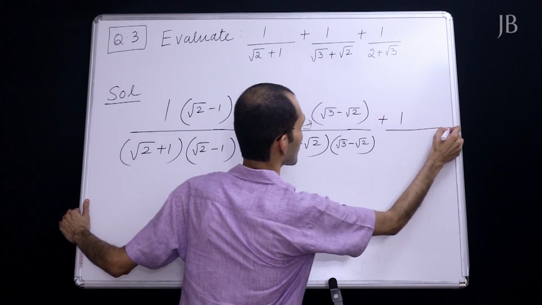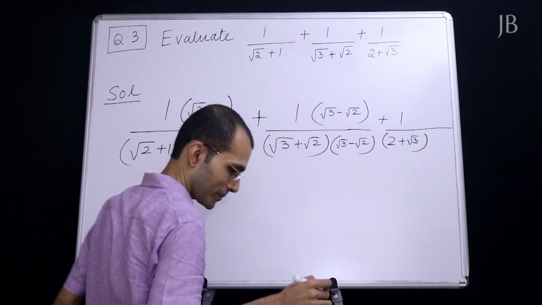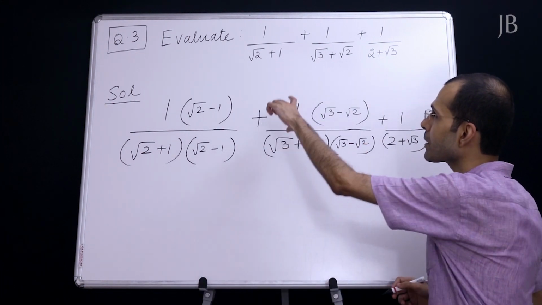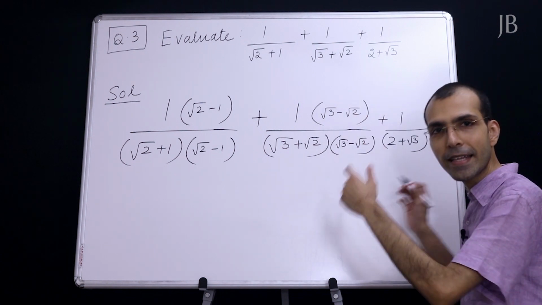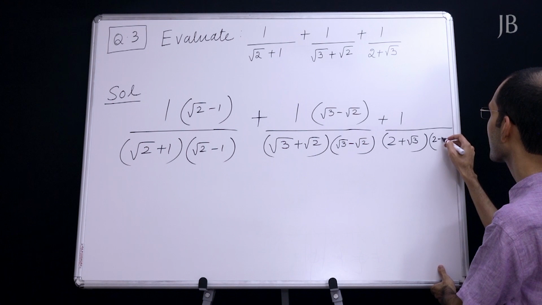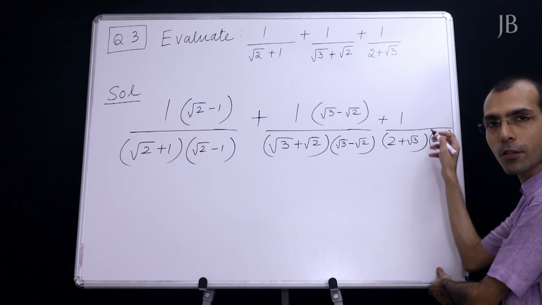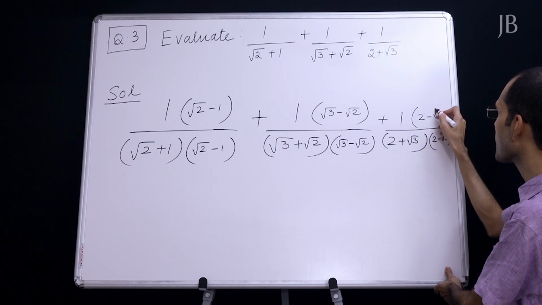Plus, this is going to occupy a lot of space. You can take one term, rationalize it, take second, then third and then add. That is also okay, but here we have space, so I am doing it together. 2 plus root 3, the conjugate will be 2 minus root 3. To counterbalance the change, up also.